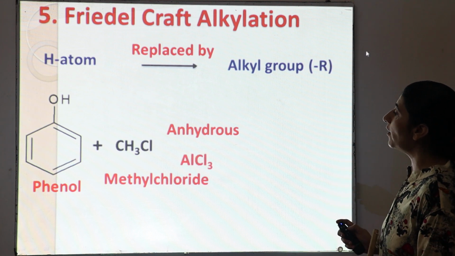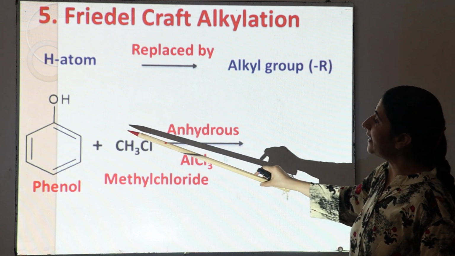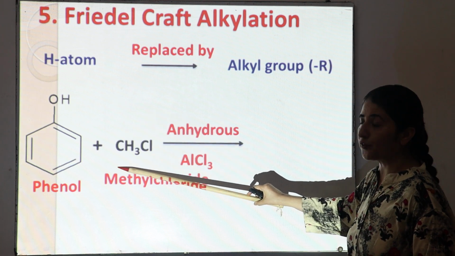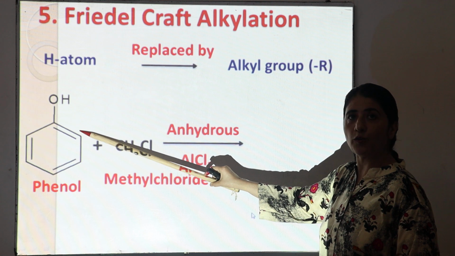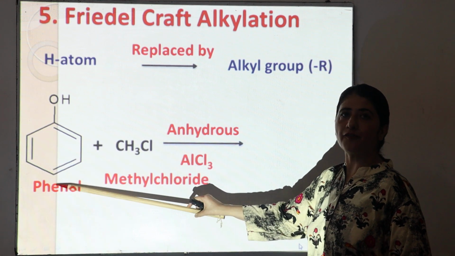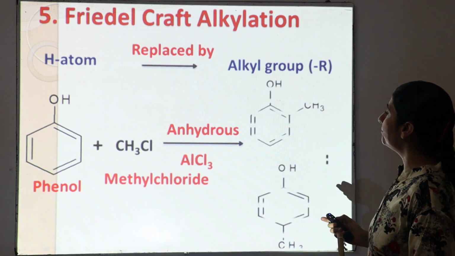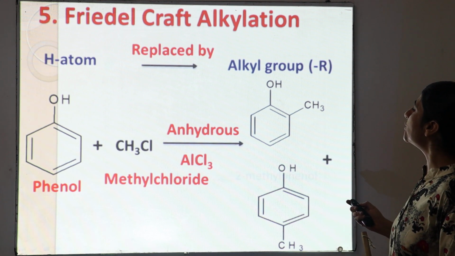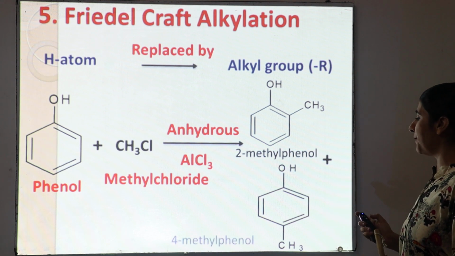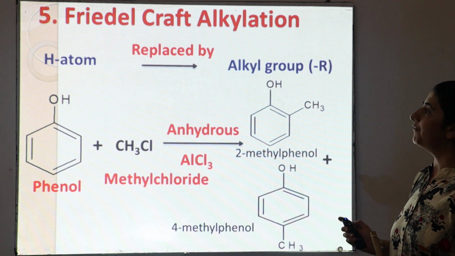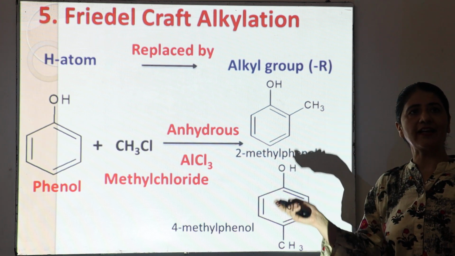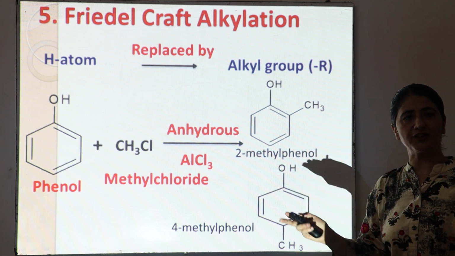In this case, CH3 positive acts as the electrophile and replaces either the ortho hydrogen or the para hydrogen of the phenol to form two products, 2-methylphenol and 4-methylphenol. So these are the electrophilic substitution reactions of phenol.